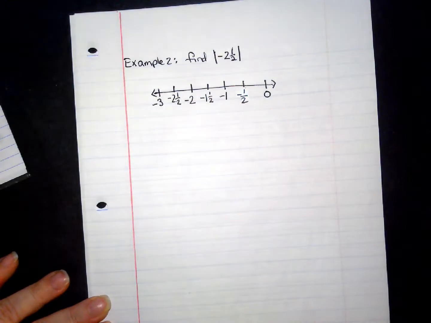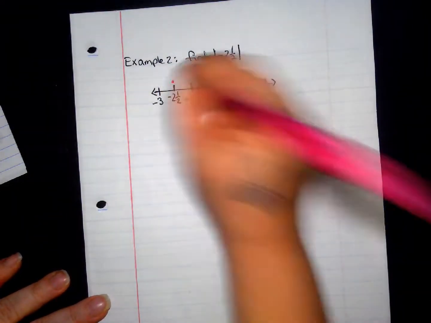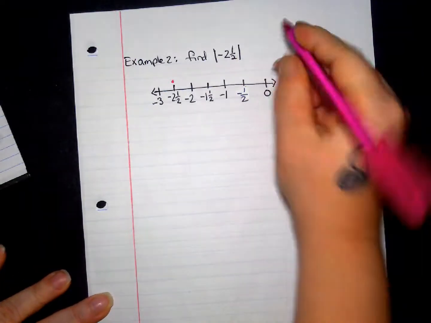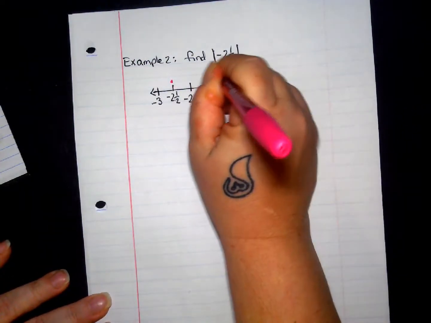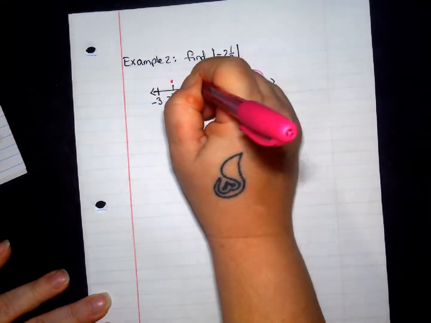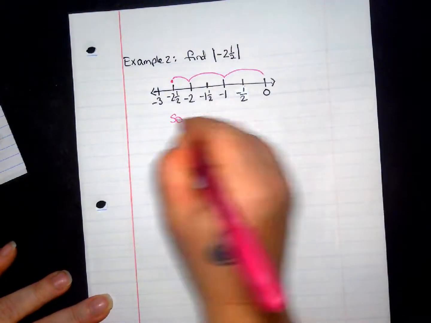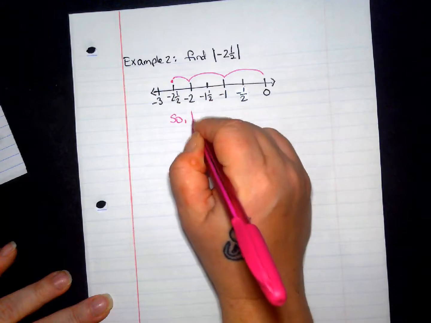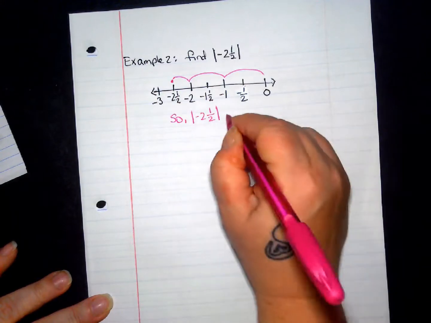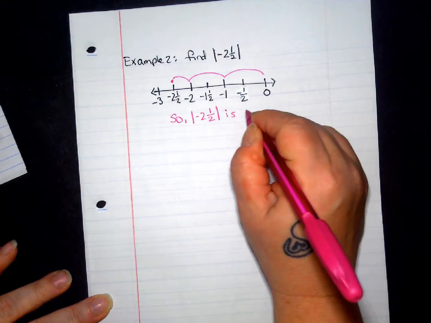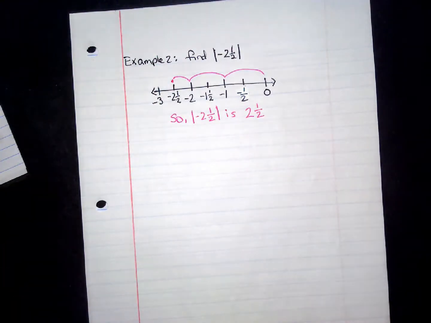Okay, so plot my number. Remember, we're counting whole numbers, so we go, well, 1, 2, 1/2. So the absolute value of -2 1/2 is 2 1/2. Notice so far, every single time I've shown you what the absolute value is, they're always positive.